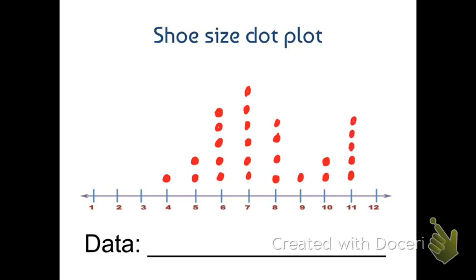Now, so this is what a dot plot looks like. And the data that we got it from was each one of us put our shoe size up here. So what is the mode of the shoe sizes? 7, right? That's the most common. How about the range of the shoe sizes? The range of the shoe sizes. What is it?